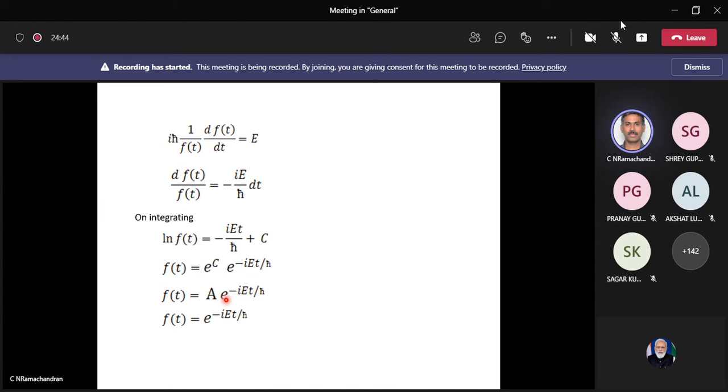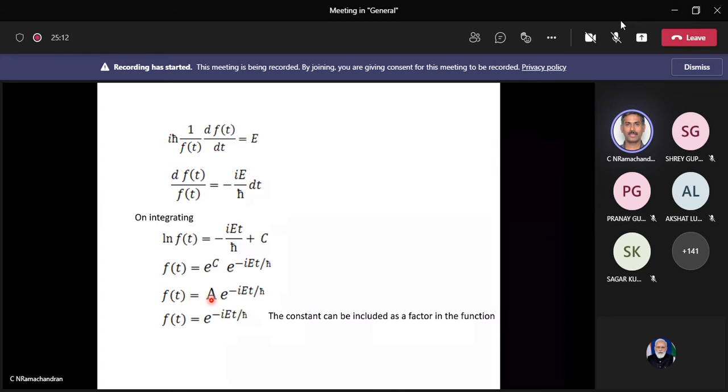So here we will get f(t) = e^(-iEt/ħ). Why is this important? This is important because the constant, sorry, I forgot to tell this. Here I am dropping that constant because this will be a part of our wave function. Ultimately, we have to normalize that wave function. So whatever the constant is, that will be taken care of at that time. That means when we write the total wave function, we need not carry this constant all the time.